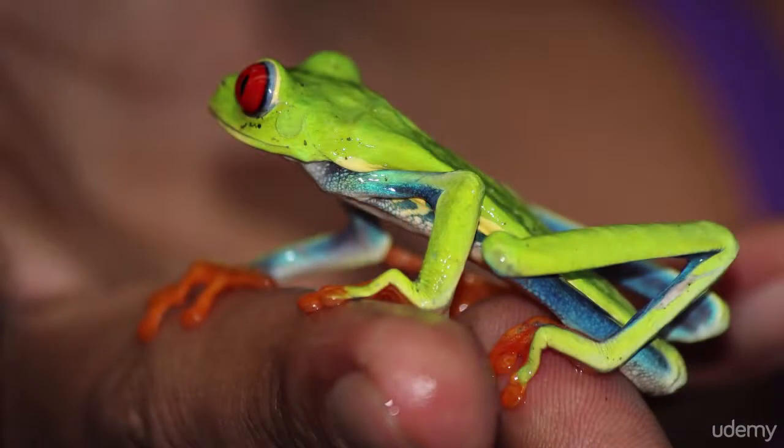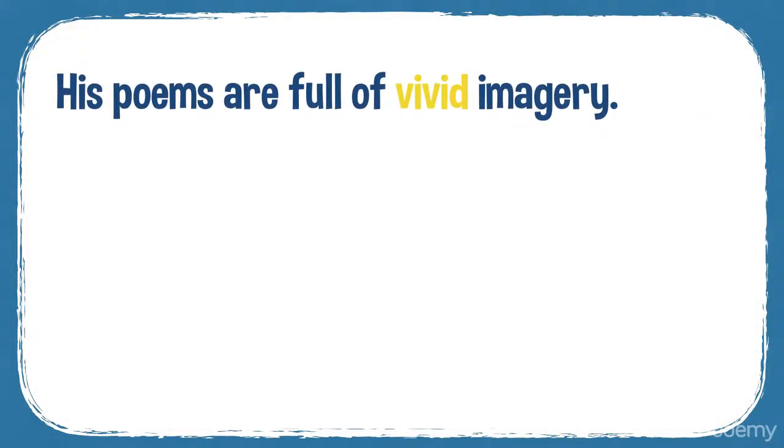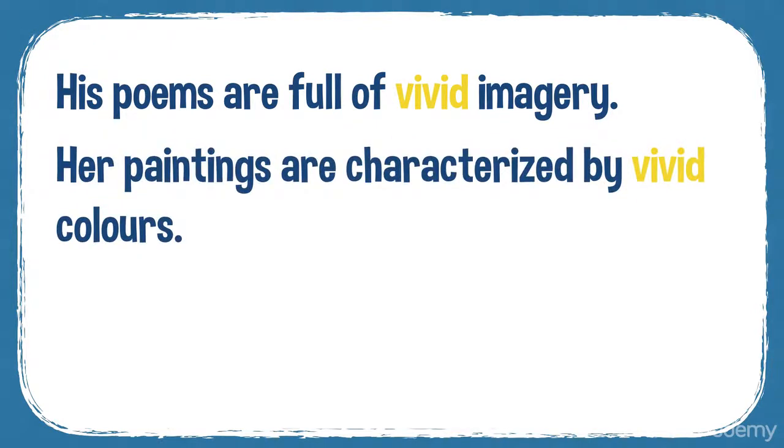And here's a frog. I think it's a frog. It's an amphibian of some sort anyway, and it has very vivid colours. It's a vividly coloured frog. His poems are full of vivid imagery, is one example sentence. Her paintings are characterised by vivid colours.